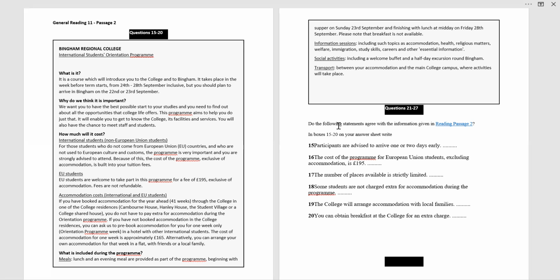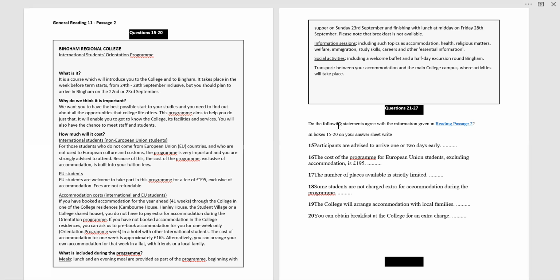You can obtain breakfast at the college for an extra charge. So what's included in the program? So inclusions are meals, lunch, and an evening meal are provided as part of the program, beginning with supper on Sunday, 23rd September, and finishing with lunch at midday on Friday, 28th September. Please note that breakfast is not available. So they're saying the breakfast is not available. So there is no meaning of getting it for an extra charge. Right, so it is not made available, so that makes it false.